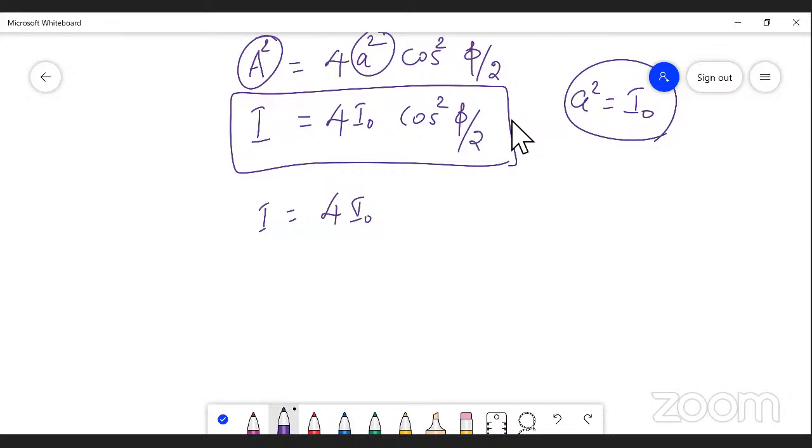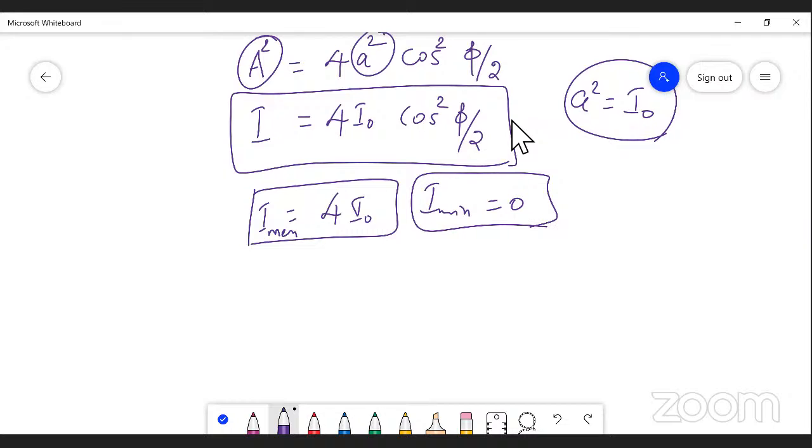So this is 4 I naught, or 4 A squared. Destructive interference means the value is almost 0, so I maximum and I minimum is equal to 0. These are the conditions of constructive and destructive interference. It's very, very important.